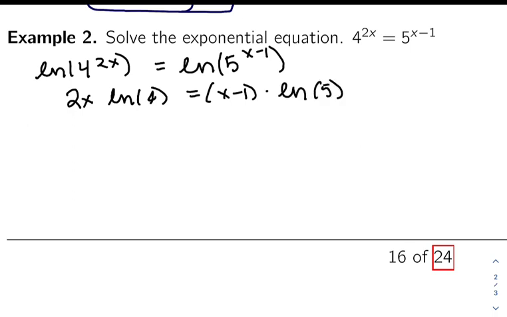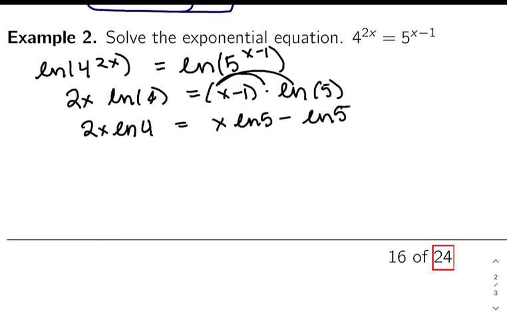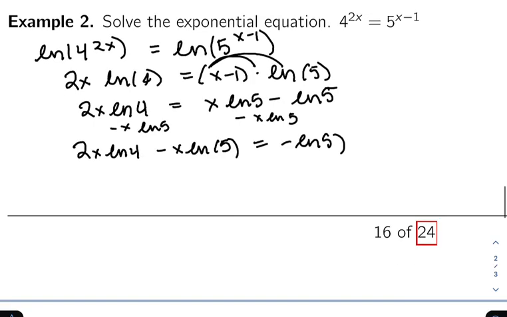Now this is a little bit tricky to be able to solve here. What I need to do is get all my x's on the same side of the equation and get my things without x's on the other side of the equation. In order to do that, I need to distribute this ln of 5 across, giving me 2x times the ln of 4 is equal to x ln of 5 minus ln of 5. Then to get all my x's on the same side of the equation, I'm going to subtract x ln of 5. Leaving me with 2x ln of 4 minus x ln of 5 is equal to negative ln of 5.